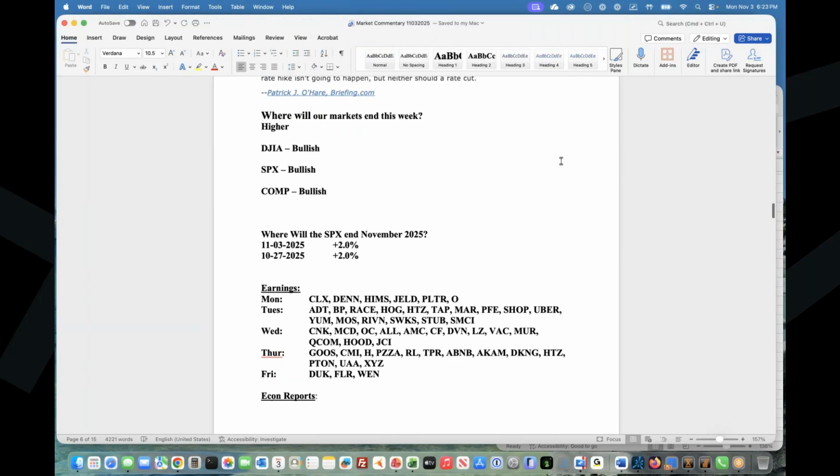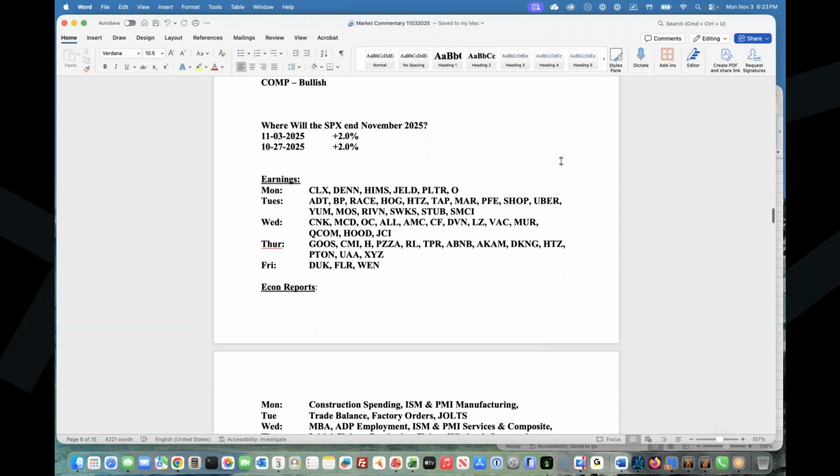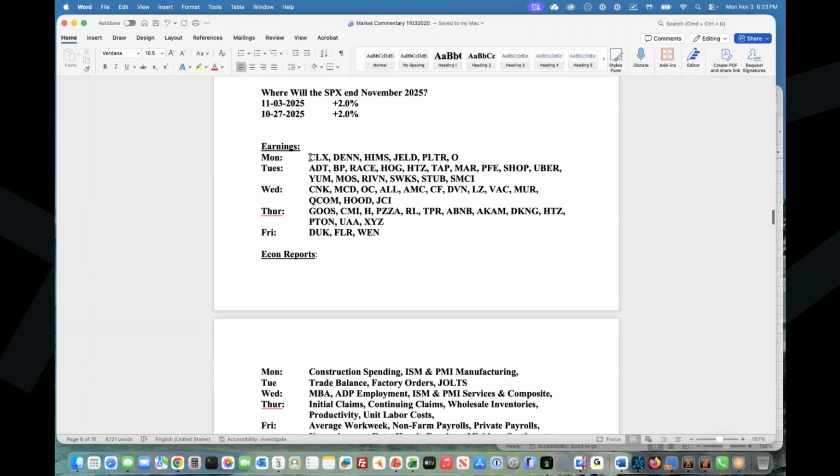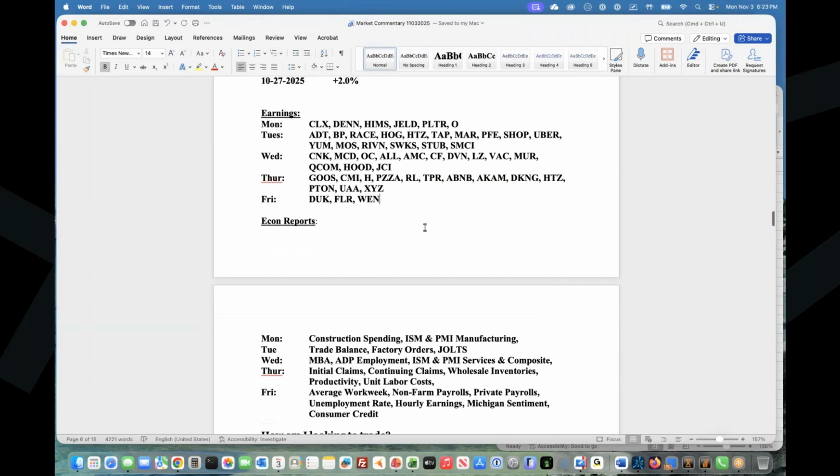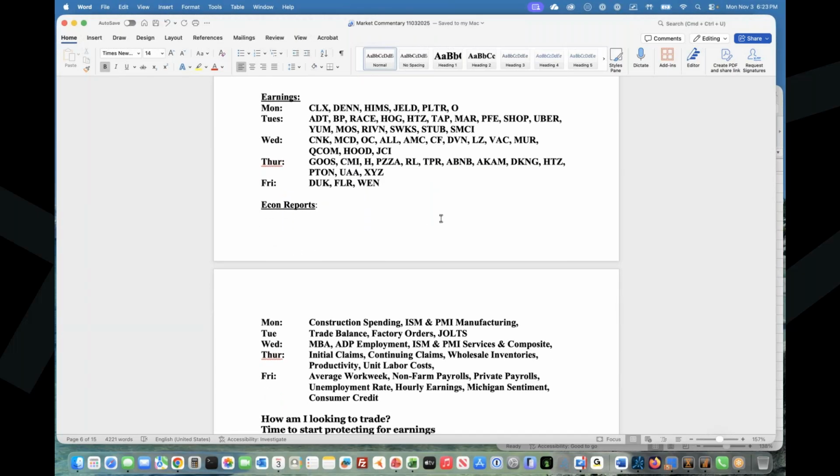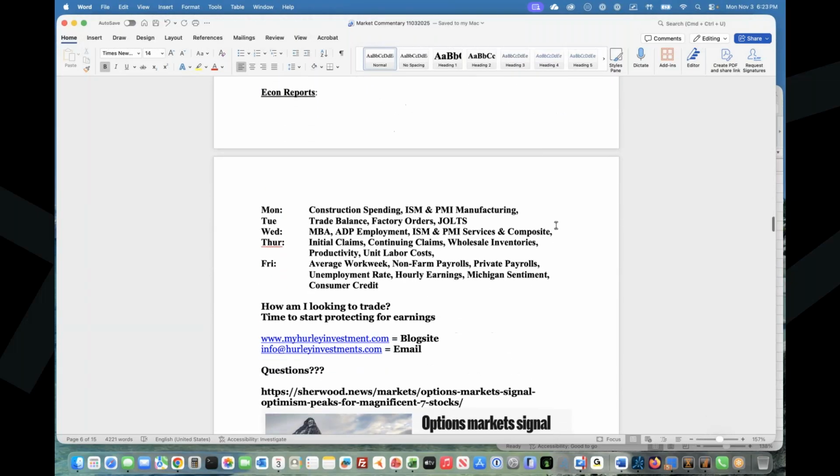Where will our market end this week? We're still bullish. We're still bullish on everything. We still think things are going to go up. Here's some other earnings announcements this week, quite a bit. Hims, Palantir, that's all there. Yum. There's quite a few out there. Robinhood. We'll keep watching these reports, and if their earnings are good, they're tending to get good movement in the stock. If their earnings are bad, they're tending to get punished.